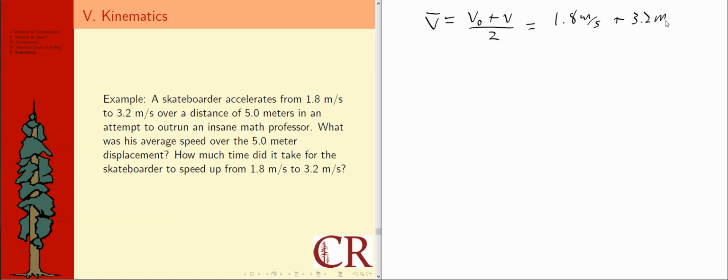3.2 meters per second. I think that's pretty clear the way that's worded, that those are initial and final speeds, all over 2. And you can put these numbers into your calculator, and this winds up at 2.5 meters per second as the average, based again on arithmetic mean. Then it says, how much time did it take for the skateboarder to speed up from the initial speed to the final speed that were given there?